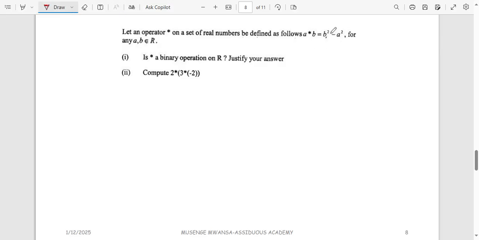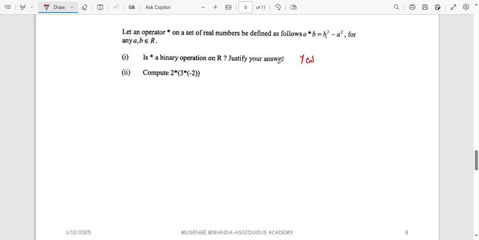But for this one, as long as it's not a root or a number over something, it is more likely going to be a binary operation. Unless we had, let's say, a to the power b, this might not be a binary operation, especially if a is negative and b is a fraction, like a positive half. So is star a binary operation on the set of real numbers? We have said yes. Justify your answer. You can get any two numbers.